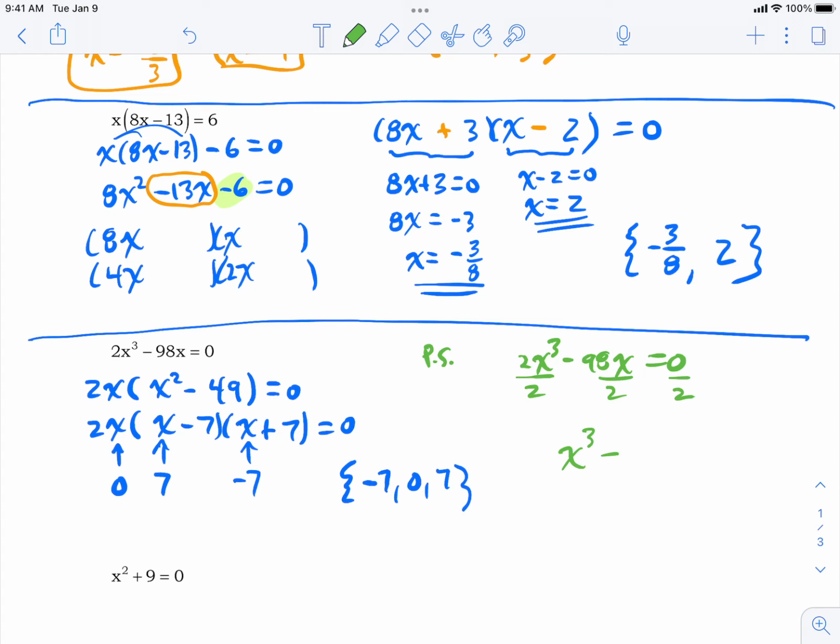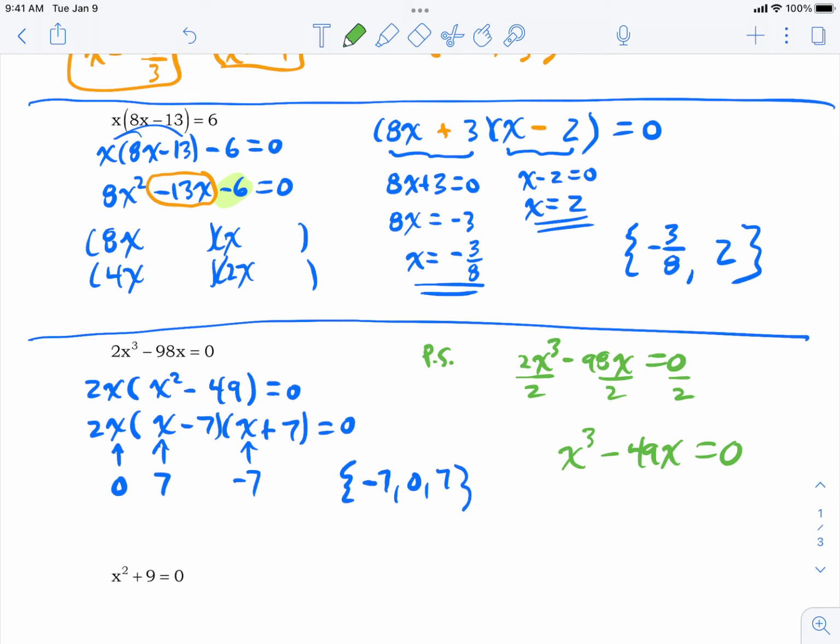So you've got an x cubed minus a 98x. Excuse me. I used to know how to divide. I really did. Okay, so 98 divided by 2, that's going to be a 49x. Okay, cool. Yeah, that's fine. I mean, notice you can't set 2 equal to 0. It's not like losing the 2 is going to change your solutions or anything. So yeah, you can cancel the 2.